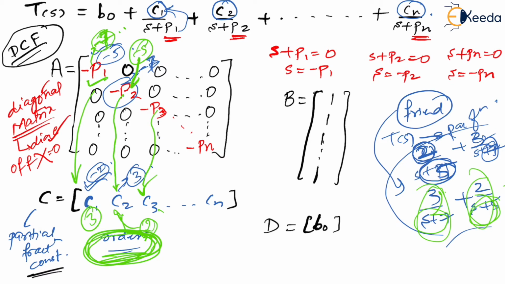Now see here, what are the important points you need to observe, because why is this particular diagonal form important, right?